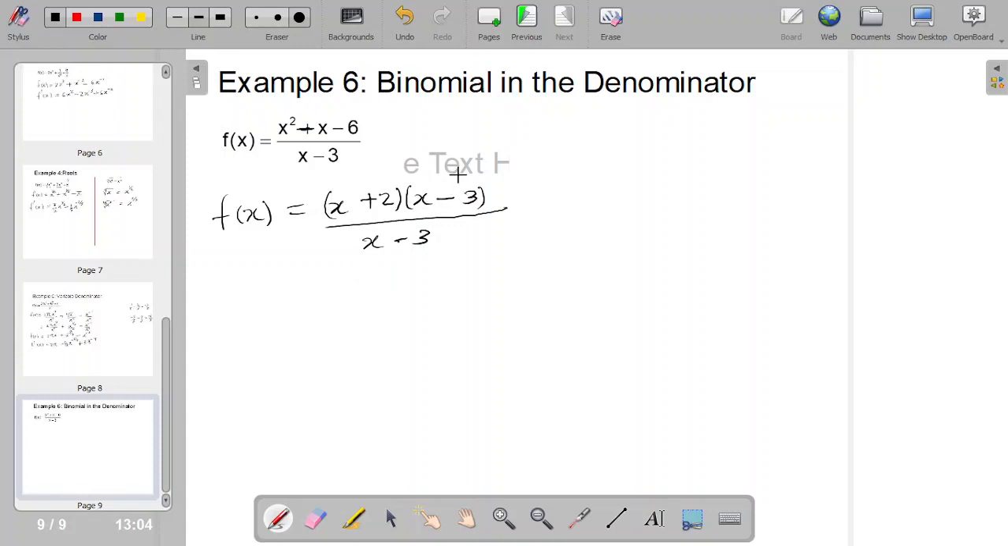So what will happen is this will cancel with this, and you are left with f of x equals to x plus 2. And now when you differentiate, you will find that you have 1 and 1, so that would be 1, and then 1 minus 1 is 0, so it's 1 times 1, and the derivative of a constant is 0, and that will be all.